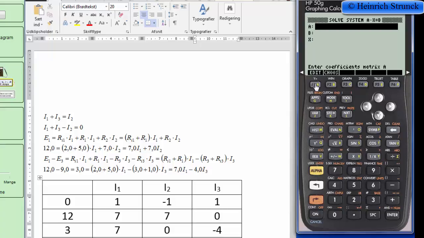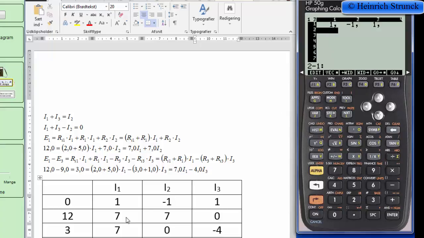We edit the A matrix and in this column we have to put in these numbers 1, 7, 7, but I have set it up for going to the right, so we start up with this line 1, -1 and 1. So 1, enter. 1, it should be negative, so plus minus, enter, and 1, enter. The calculator doesn't know that we only have 3 unknowns, so the first time we just have to move the cursor down here.